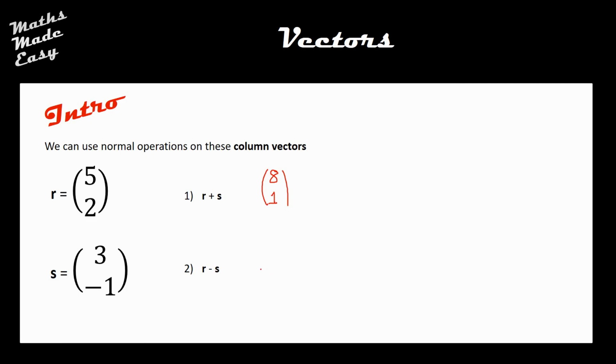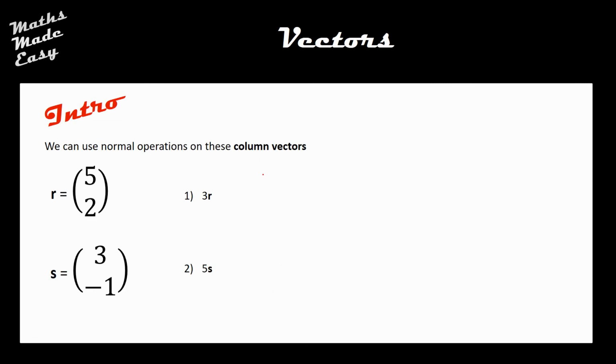If we have a go at the second one, exactly the same sort of thing. We're going to combine the two like components, so the 2 on the top, 5 minus 3 is 2, and 2 take away negative 1 is 3, and so my new column vector for R minus S is 2, 3.